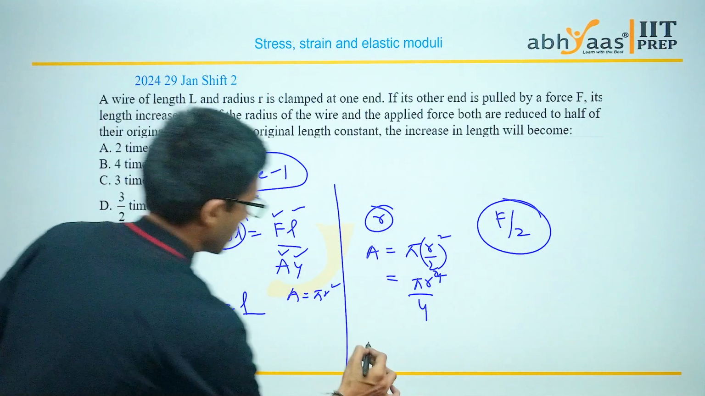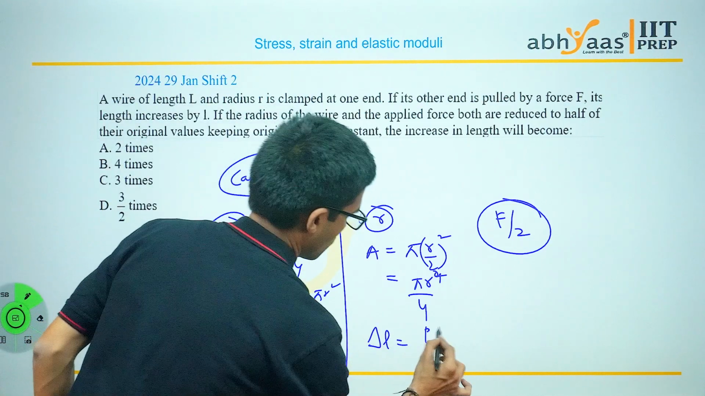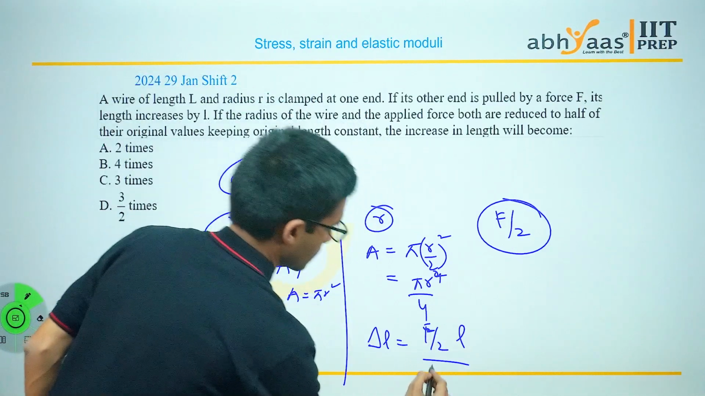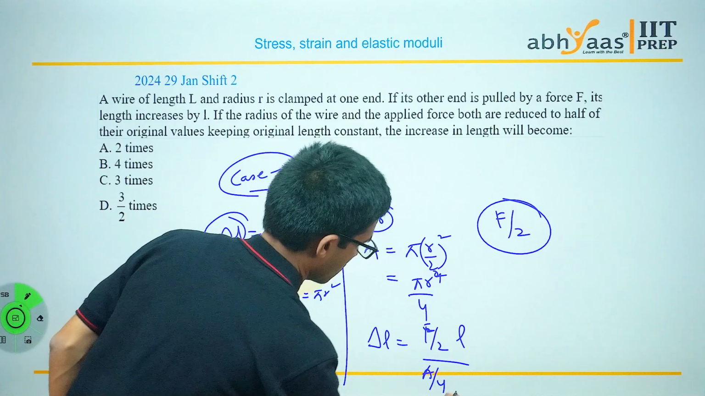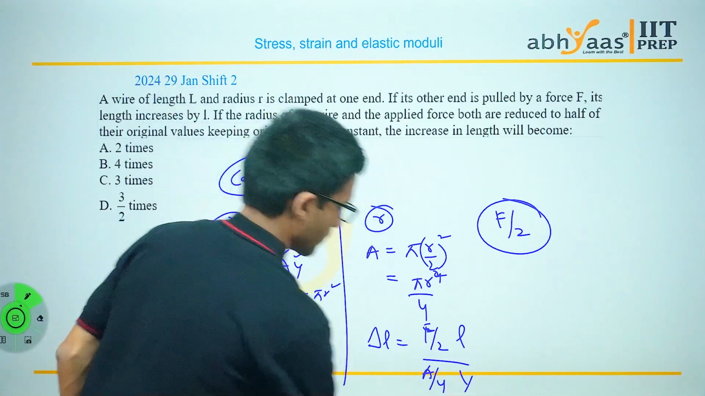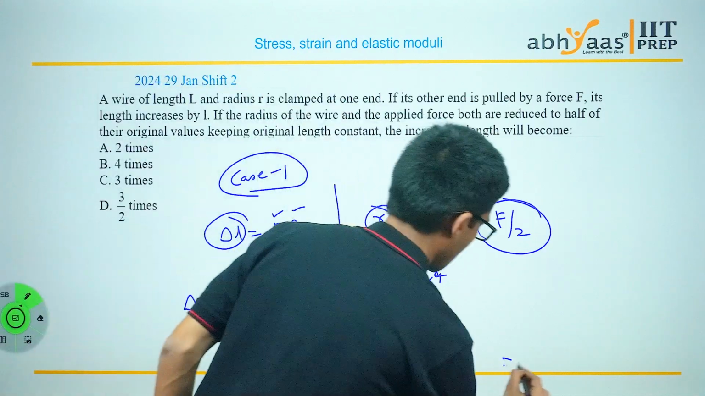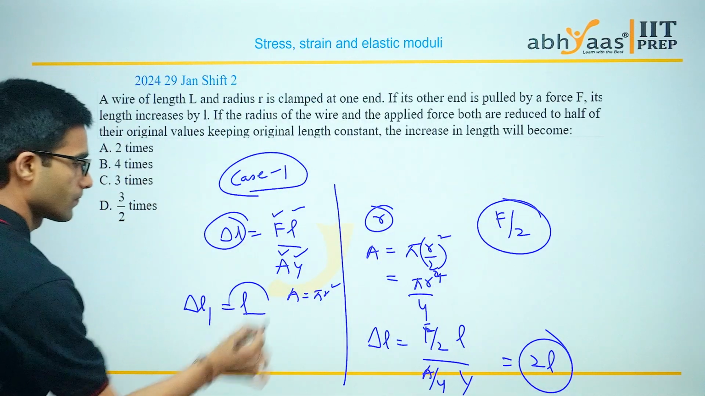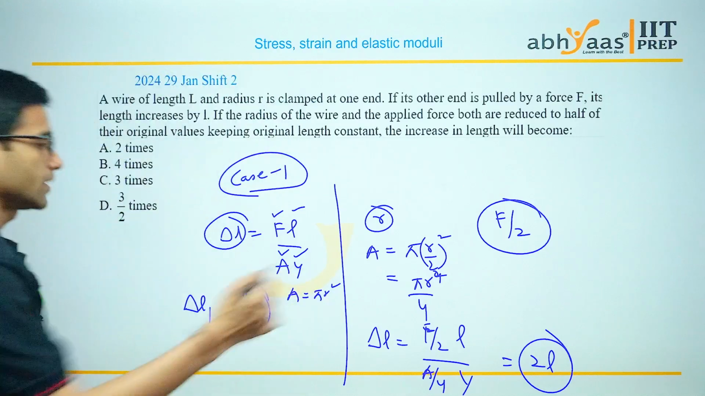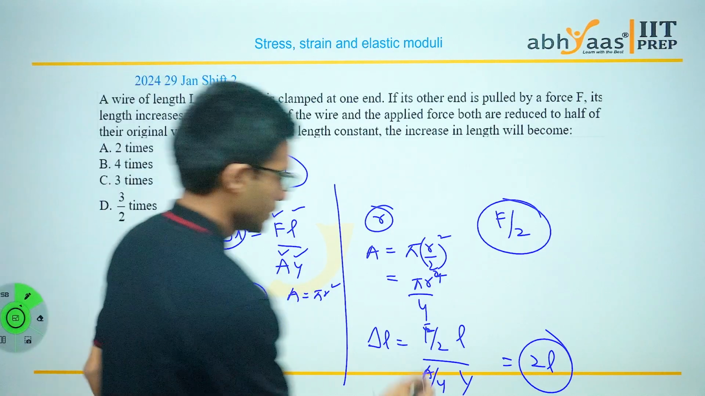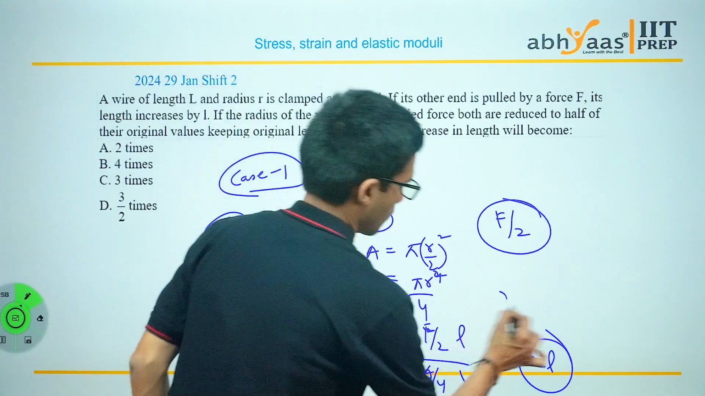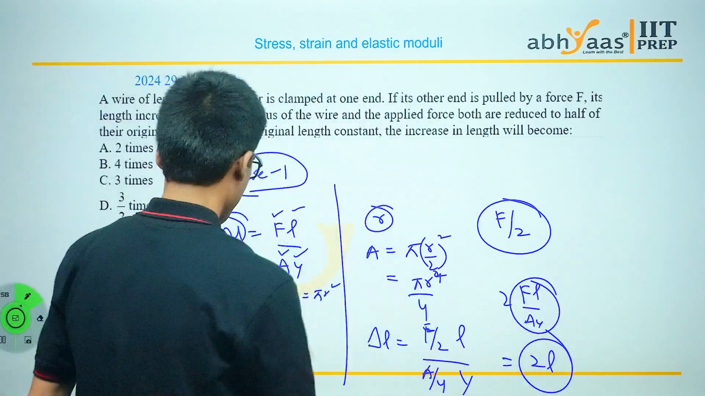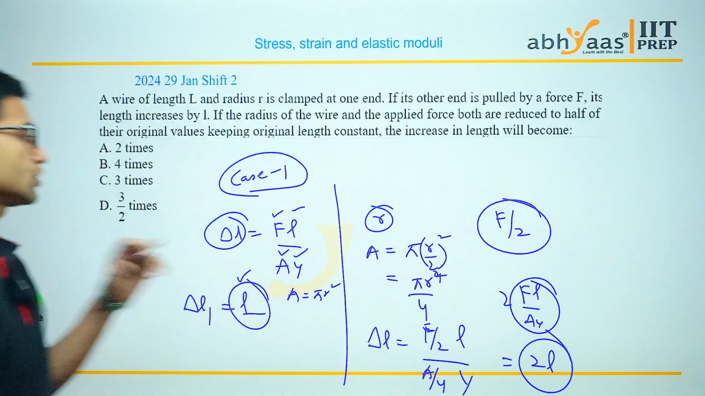Then what happened? Delta L equals F by 2, L is the same, A becomes A by 4, Y is the same as it is the same material. Then what you will get? Delta L equals 2 into L. If it is L only, then you will get 2L. That means it is increasing 2 times. So if you see 1 by 2, 1 by 4, you will get 2 into FL by AY. FL by AY is given as L only, so 2L you will get. That means it is 2 times.